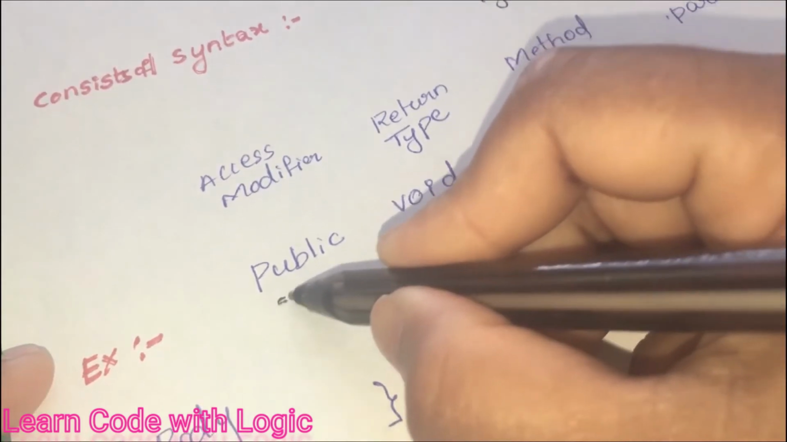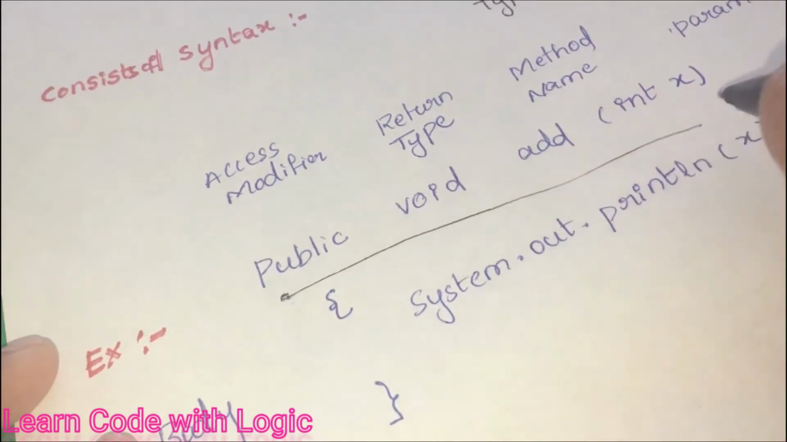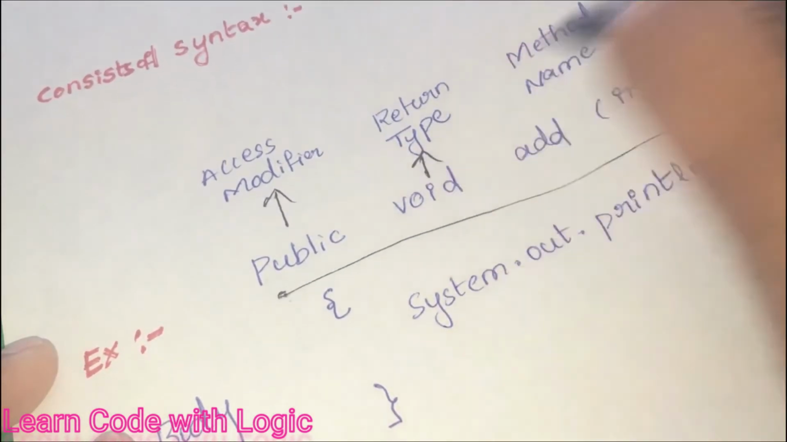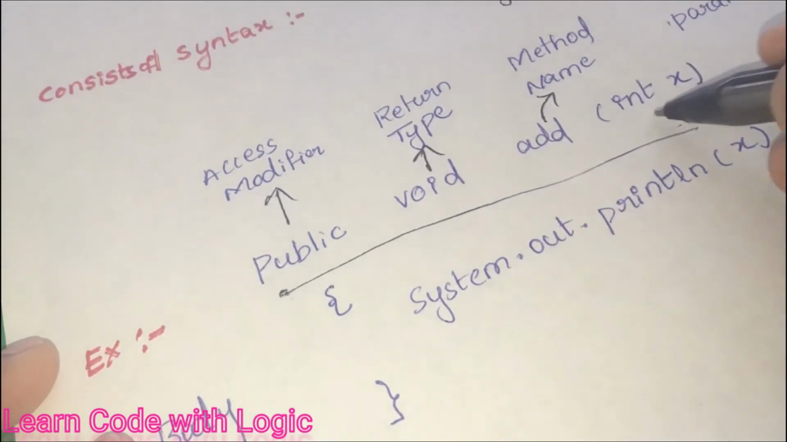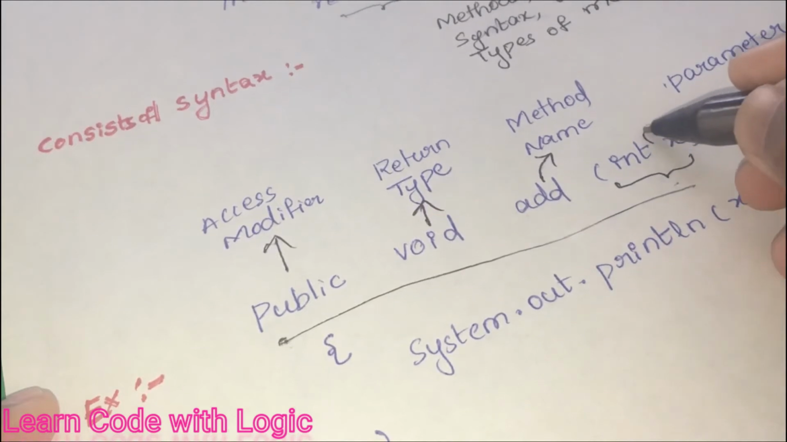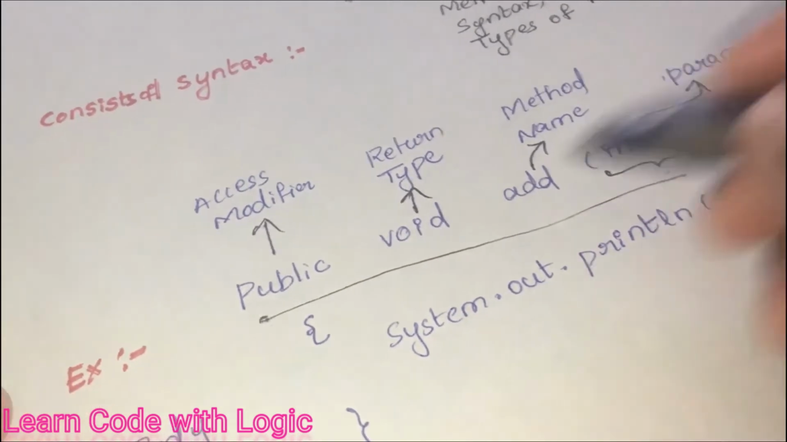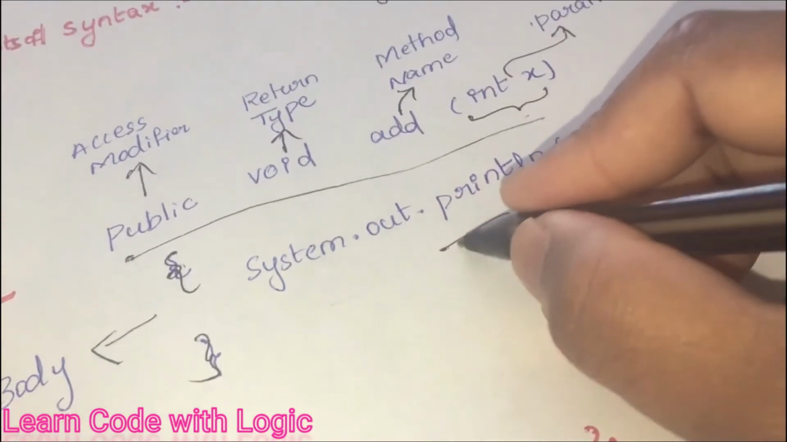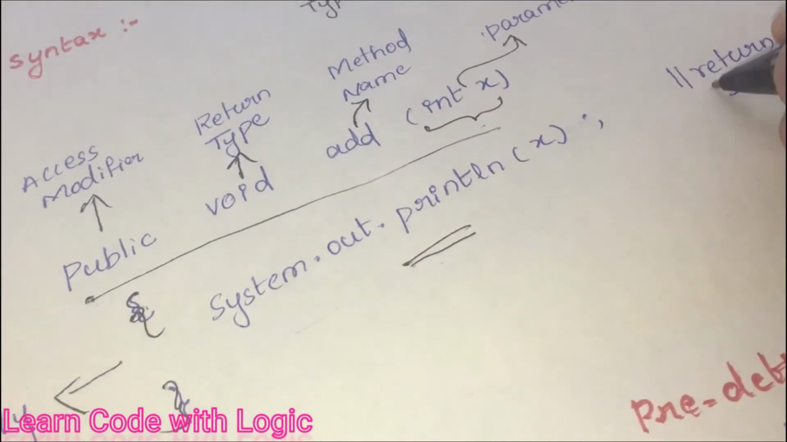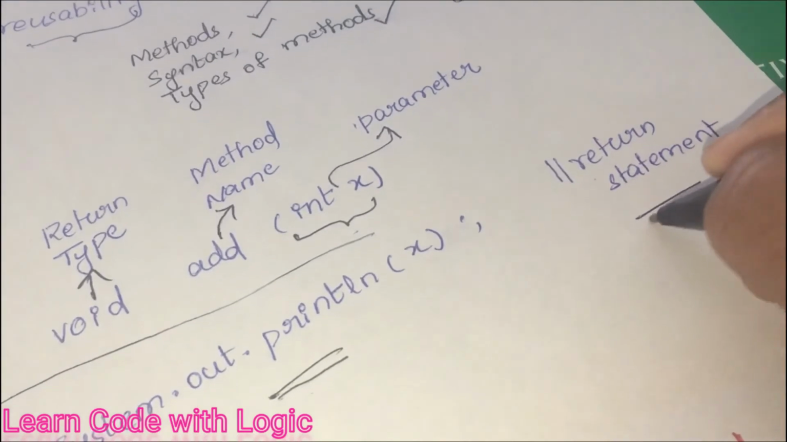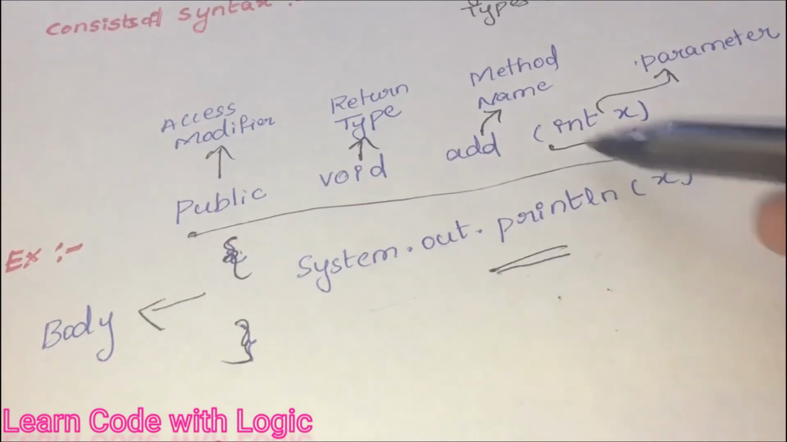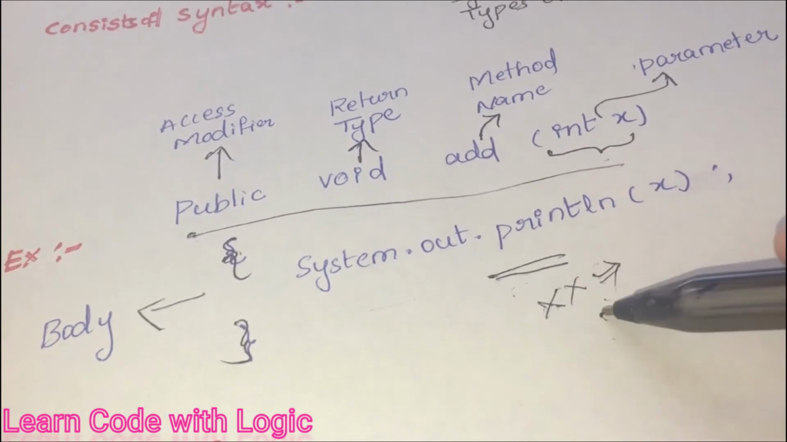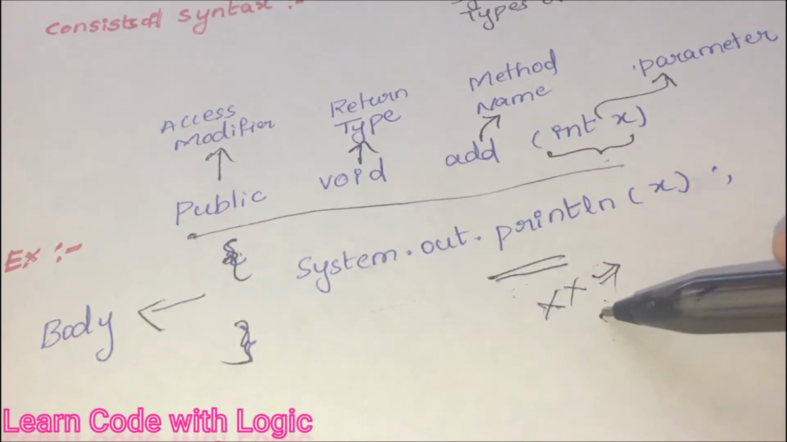This is one simple example of creating a method, public void add. Here public is the access modifier and void is the return type. Add is the method name. This one is a parameter for the method. Whatever is inside the braces is the body, and whatever we are doing here is the return statement. I know if you see the code in writing, it's very hard to understand as a beginner, but this is how you need to understand from scratch.